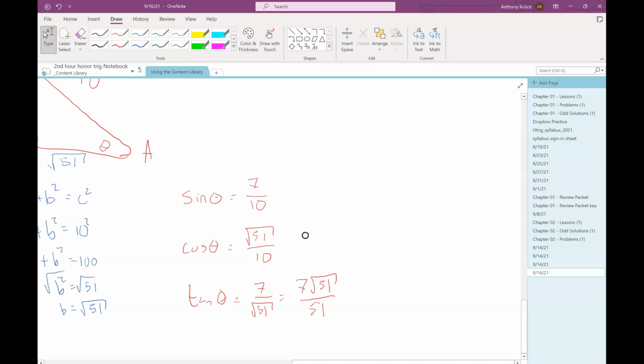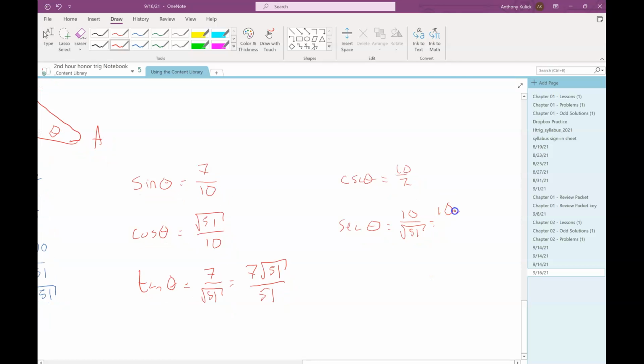So far, so good, Grace? Okay. Cosecant is the reciprocal of sine, so it's hypotenuse over opposite. Secant is the reciprocal of cosine, so it's hypotenuse over adjacent. But we've got to rationalize that denominator. And cotangent is the reciprocal of tangent, so that is adjacent over opposite.